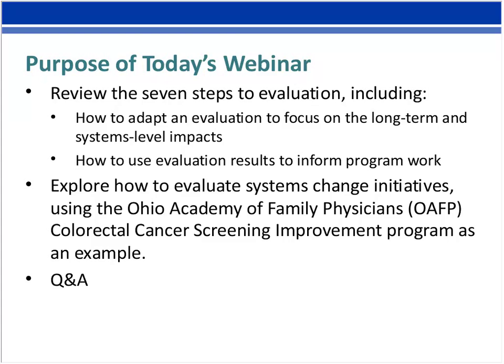Systems change initiatives play a key role in helping us to reach colorectal cancer screening goals, but many of us have a lot of questions about how to most effectively evaluate these initiatives, because they can be a lot more complicated and complex than some of the other evaluation work that we do. In order to answer these questions, we're going to have the 7 steps to evaluation guide us through this process and help us understand how we can use evaluation results to improve and inform our program work. We're going to do this by looking at the Ohio Academy of Family Physicians Colorectal Cancer Screening Improvement Program as one example, and explore how this program may evolve their evaluation approach to consider key questions about systems change.